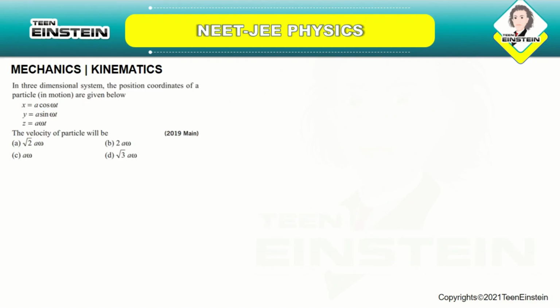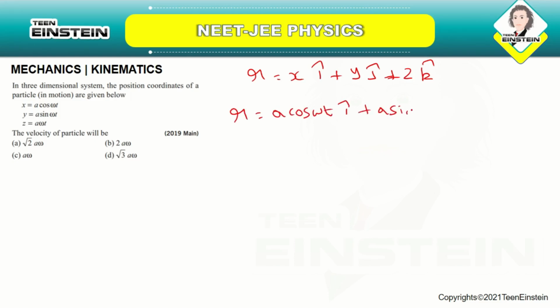In a three-dimensional system, the position coordinates of a particle in motion are given below. x is equal to a cos omega t, y is equal to a sin omega t, and z is equal to a omega t. The velocity of the particle will be. So you will be having r is equal to xi plus yj plus zk. Now you have to substitute the values of x, y, and z. So r is equal to a cos omega t i plus a sin omega t j plus a omega t k.